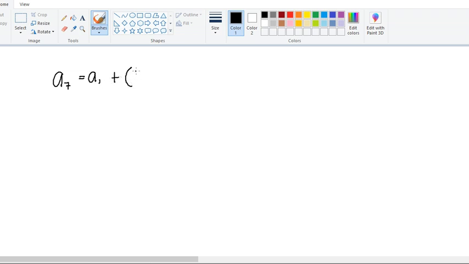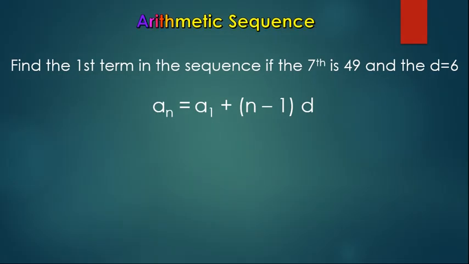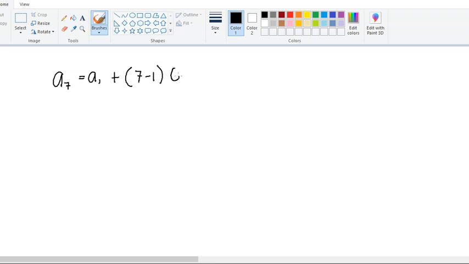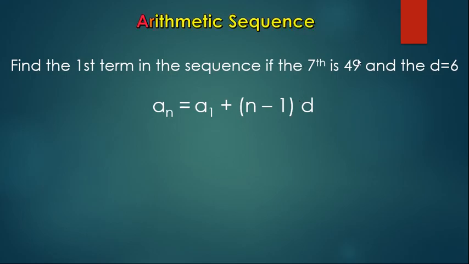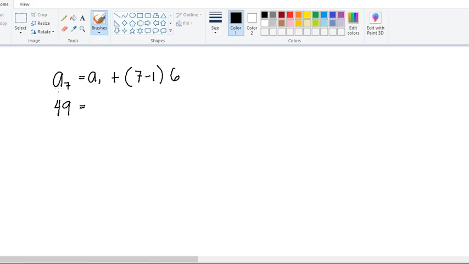Again, the value of our n is 7 minus 1, and the value of d is equal to 6. Now, class, we all know that the seventh term, or yung a sub 7, is already equal to 49. That is already given on our problem. So let us substitute the value of the 7th term with 49, and a sub 1 is missing. We have here 7 minus 1, that is equal to 6, multiplied to 6. So this is 49 equals a sub 1 plus 36.